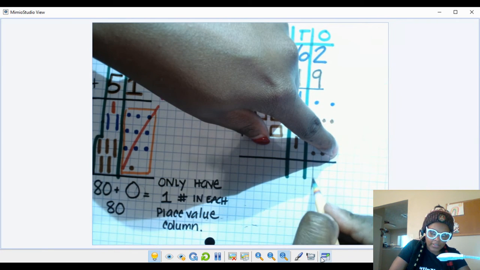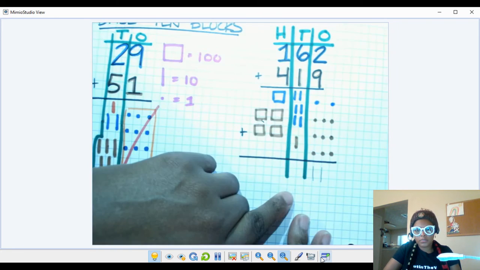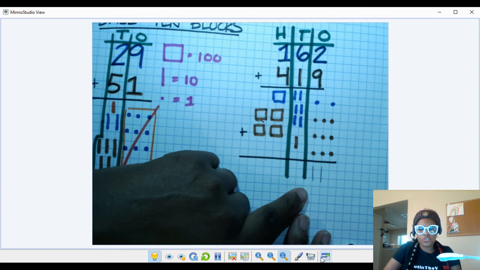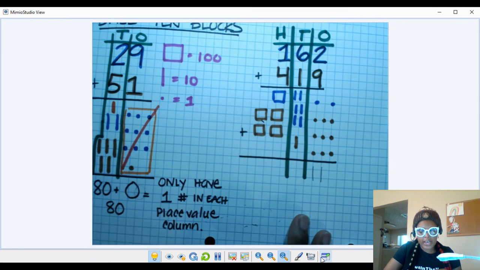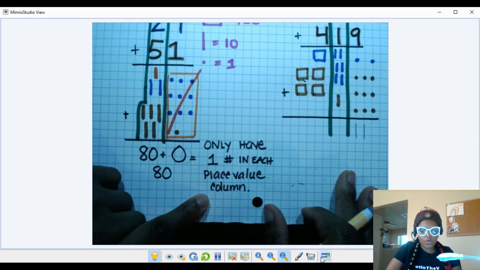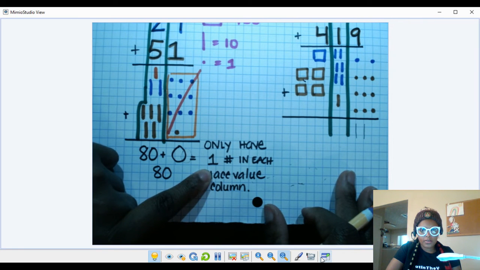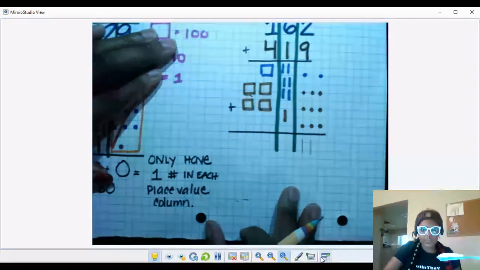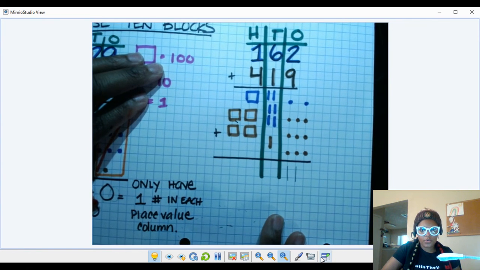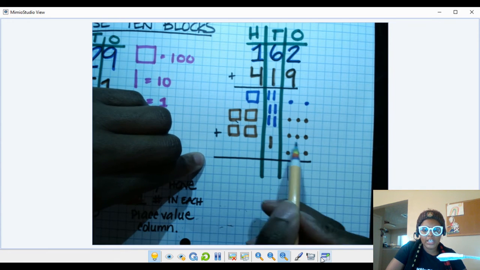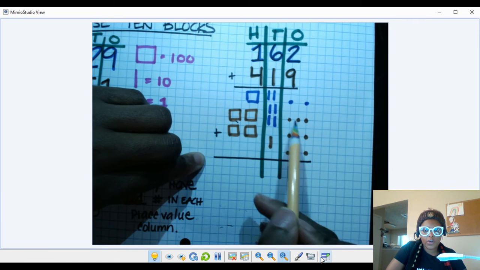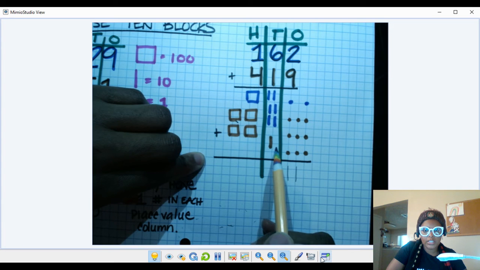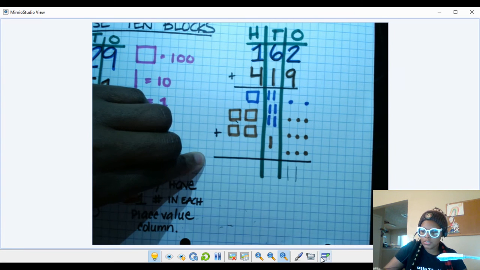There are 11 in here. Oh, but look. It's 2 digits. We can only have how many digits in the column? 1 number in each column. Okay? So we have to fix this. Now, to fix it, we're going to exchange 10 of our ones for a 10. Let's do it.